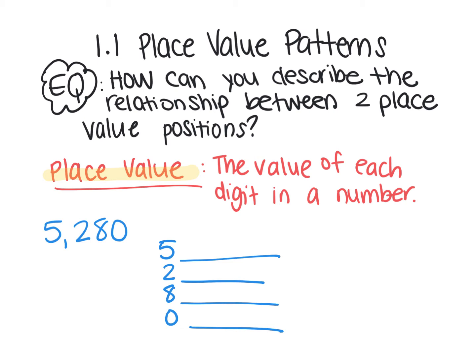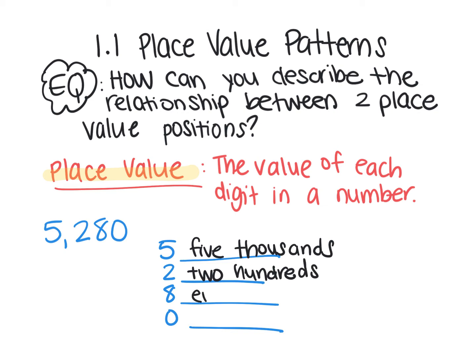Well, in 5,280, I have 5 thousands. The 5 represents 5 thousands. The 2 represents 2 hundredths. The 8 represents 8 tenths. And the 0 represents 0 ones.